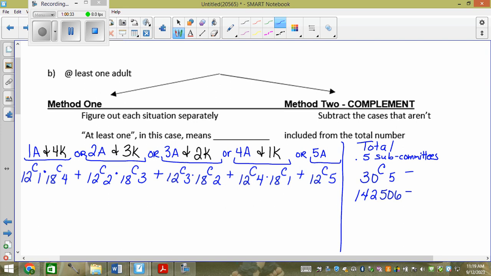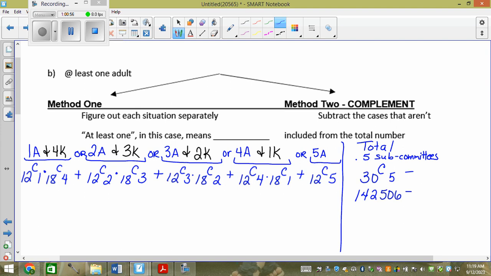Not specifying if I needed X number of adults or kids, right? That's the maximum number of subcommittees I could make from 30 people. Now if I subtract off all the cases that don't fit here, I'll be left with the ones that do. So here is at least one adult. What's the only thing that doesn't fit in on at least one adult? 0 adults. So the complete opposite.